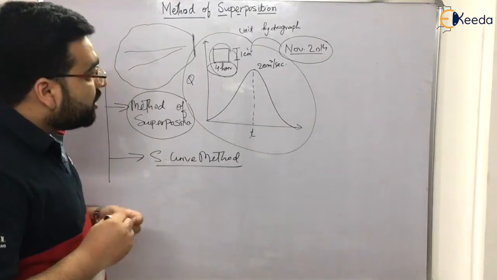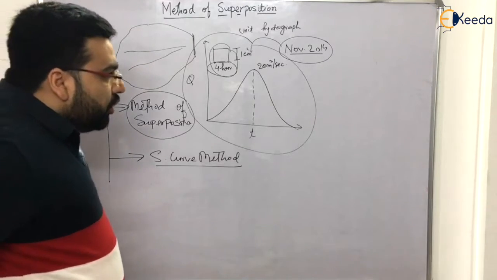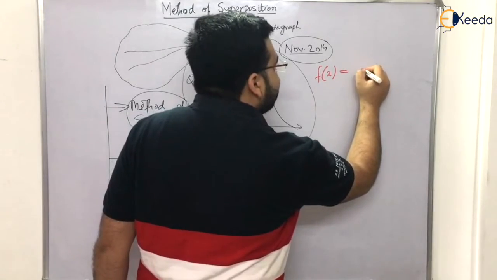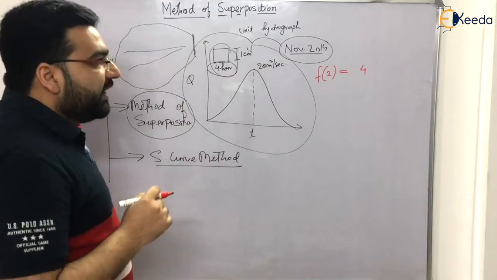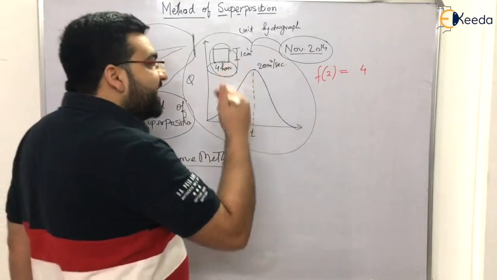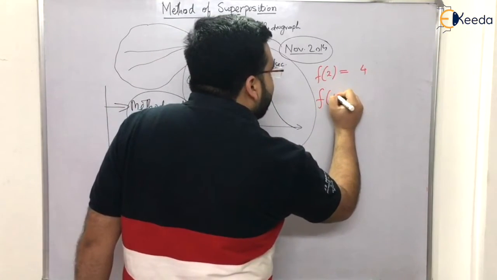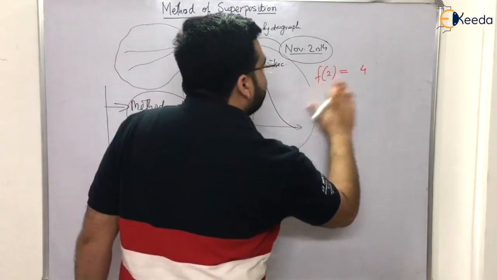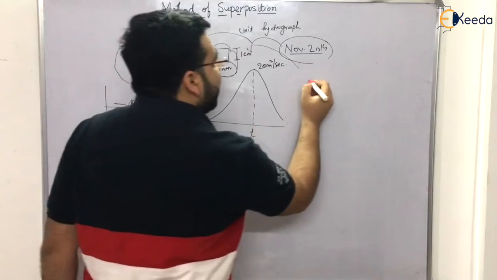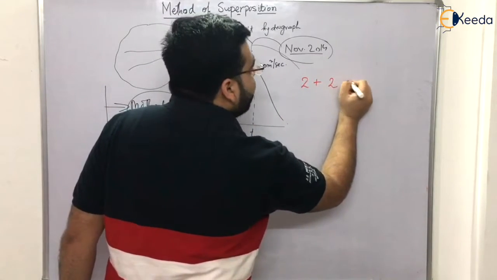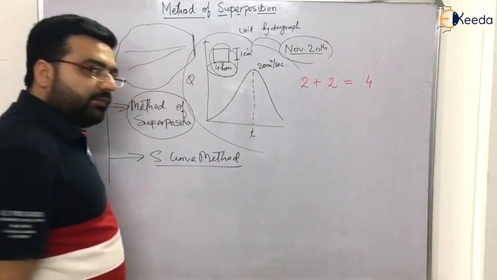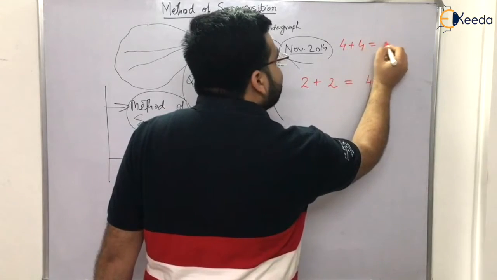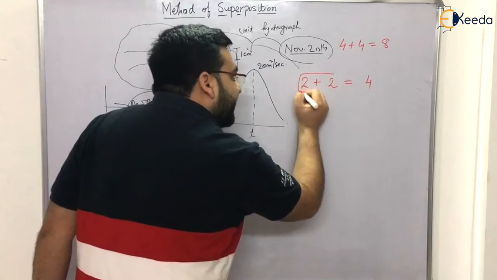Now, let me explain the method of superposition. For example, you know that function of 2 is equal to, let us say, 4. If someone asks what will be the function of 4, let me tell you like this, to make it simpler. You know that 2 plus 2 is equal to 4. If someone asks what is 4 plus 4, obviously it will be 8, but you know only this thing.